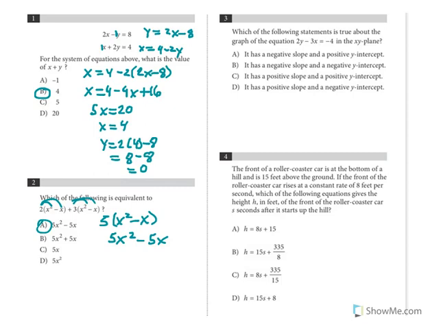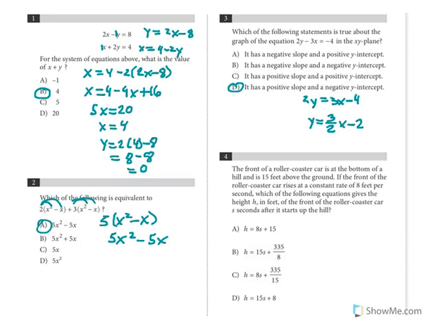Well, in order to find that out, let's go ahead and put it into slope-intercept form. So we'll have 2y equals 3x minus 4. So y equals 3 halves x minus 2. And we see that is a positive slope and a negative y-intercept, answer choice D.